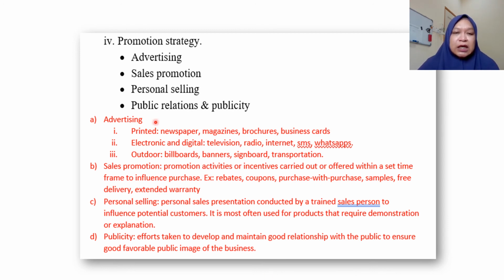The second one is sales promotion. These are promotion activities or incentives carried out or offered within a set time frame. For example, you use rebates, coupons, purchase with purchase, samples, free delivery, extended warranty, and so on. Give examples of what you do.